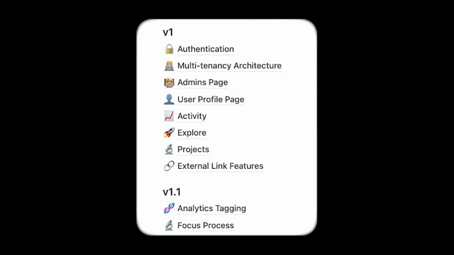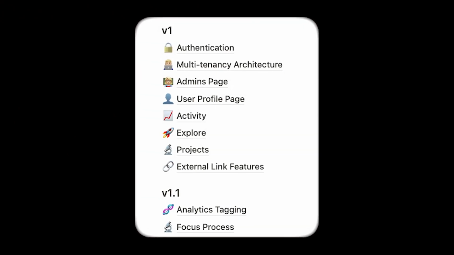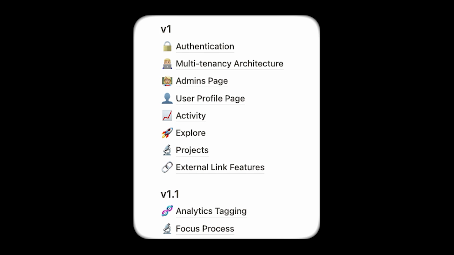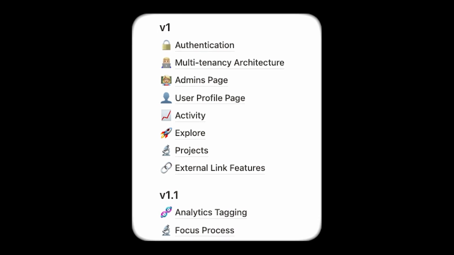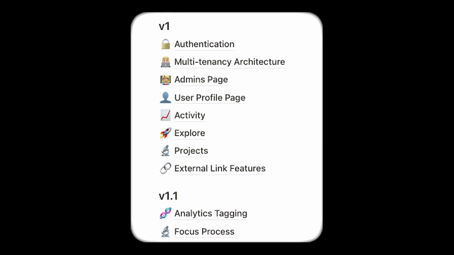The second step is breaking that down into projects. I call them projects, some people call them sprints, whatever, but projects are things that take like 1 to 2 weeks, right? So they should be bite-sized chunks where you focus on something very, very specific. For example, from a scoping document that we actually did internally, we might have some projects which are authentication, multi-tenancy architecture, the admins page, the user profile page, the activity page, the explore page, the projects page, the external link features, whatever. These are all different things.